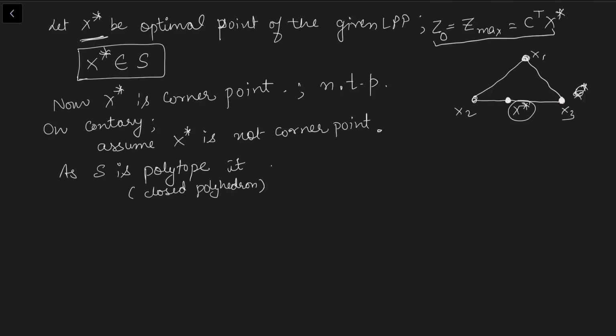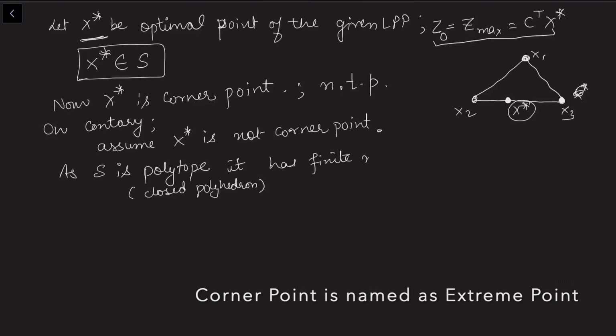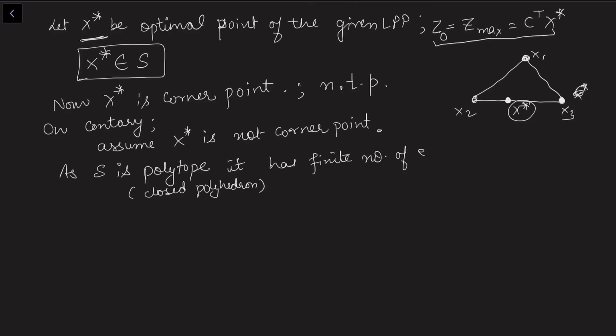Assuming x star is not a corner point, and as S is a polytope, it has a finite number of extreme points. Let us consider these extreme points as capital X1, capital X2 and so on up till Xk. In this example I have considered X1, X2 and X3. So these are the corner points.